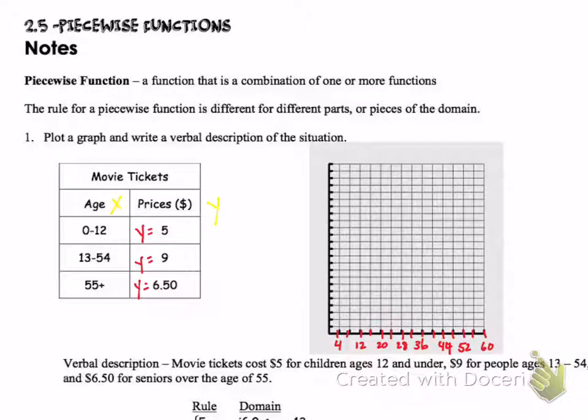And then for your y-axis, you can just count by 1s. You only really need to go up to 9 because that's going to be my highest one. So the x-axis is going to be age, the y-axis is going to be price. If I'm going to plot these from 0 to 12, I'm going to be at y equals 5. So 1, 2, 3, 4, 5. I'm going to go all the way across. I have a closed circle because that is including 12.